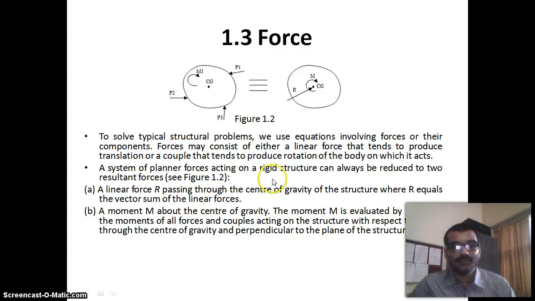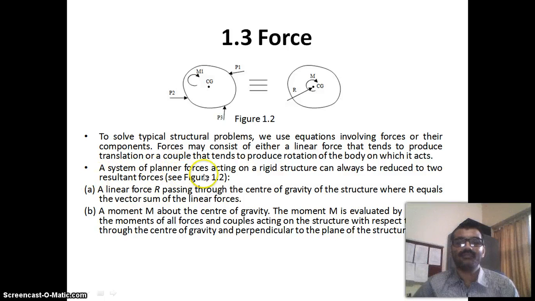We are not going into detail because you already know the details of force from engineering mechanics. At that time you also studied the different force systems, right? In that: concurrent force, coplanar force, non-concurrent force, non-coplanar force, parallel force, like parallel force, unlike parallel force, couples, and all that we already discussed in engineering mechanics. So to solve a typical structural problem, we use equations involving force and other components. Force may consist of either a linear force that tends to produce translation, or a couple that tends to produce rotation of the body on which it acts.